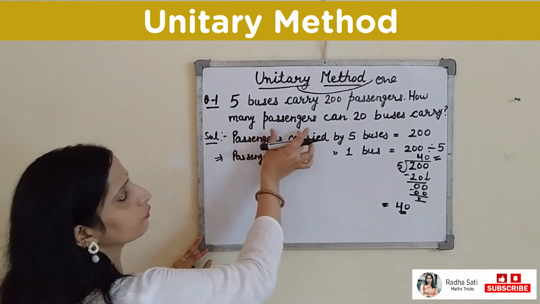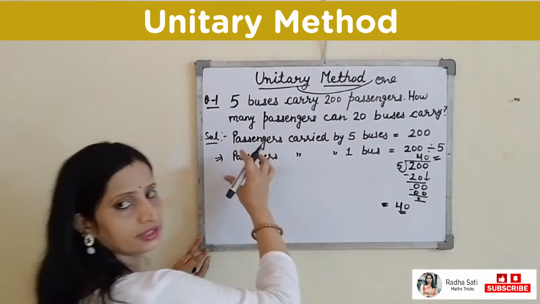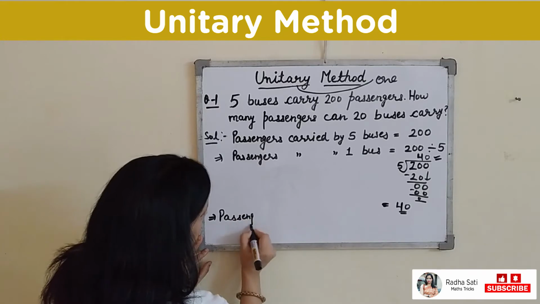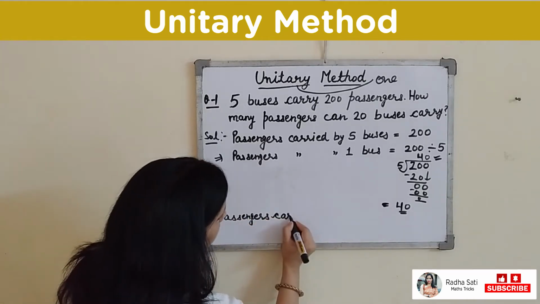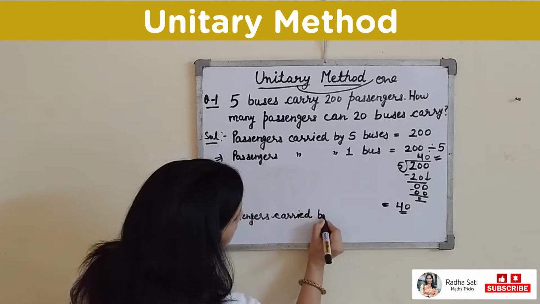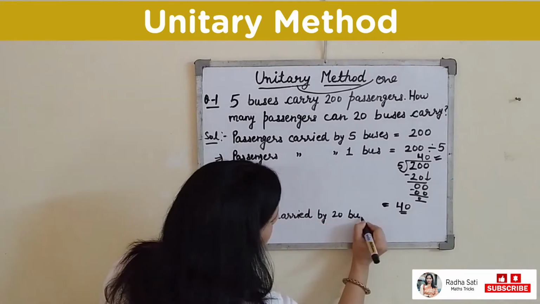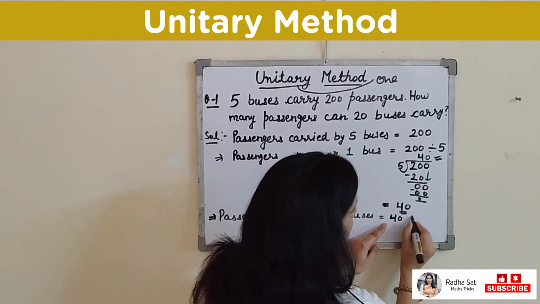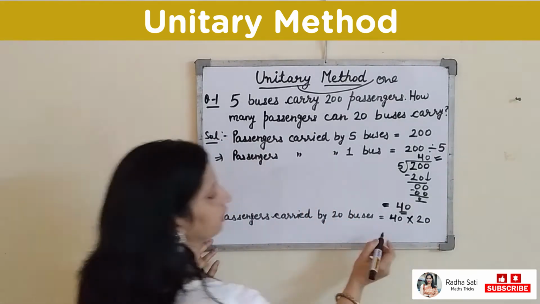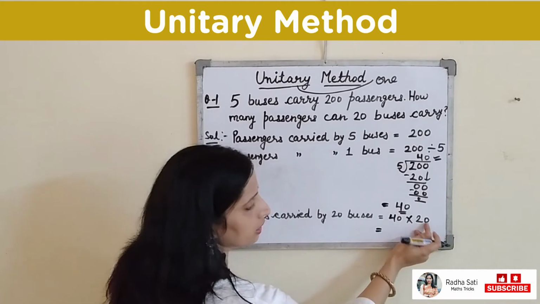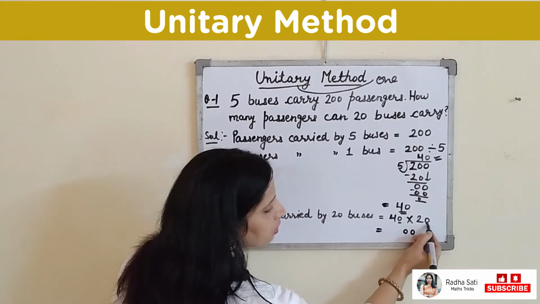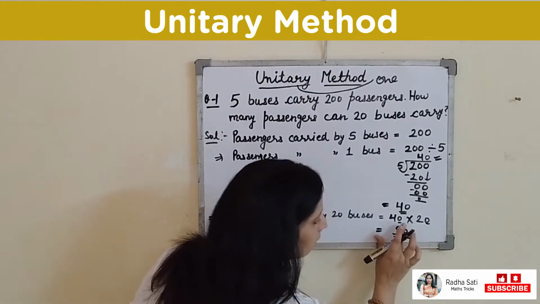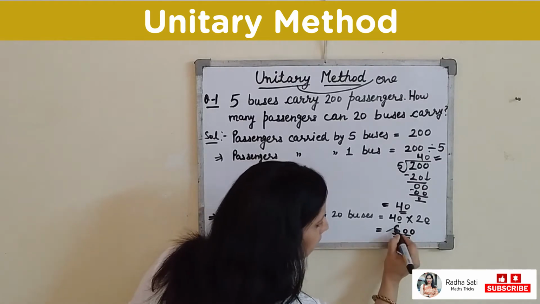Now we have to find out the number of passengers 20 buses can carry. This means passengers carried by 20 buses. For this we will multiply. 40 multiplied by 20. Okay. So here is 1 0, here is 1 0. So first we will put 2 zeros. Then we will multiply 4 and 2. 4 2s are 8. This means 800. Our answer will be 800.